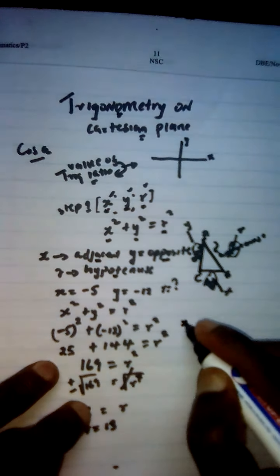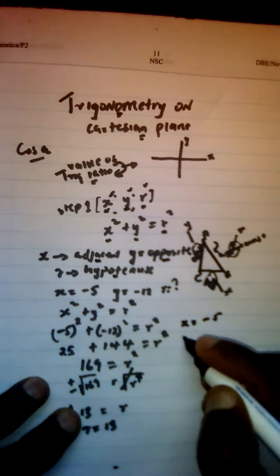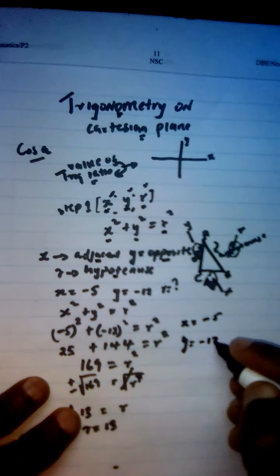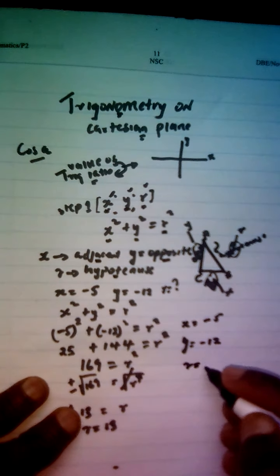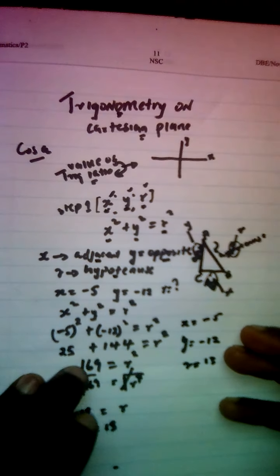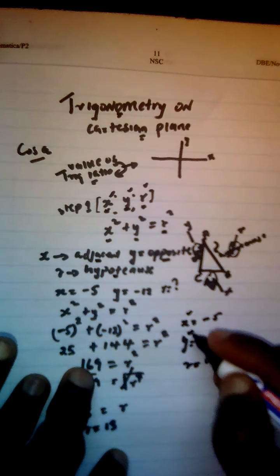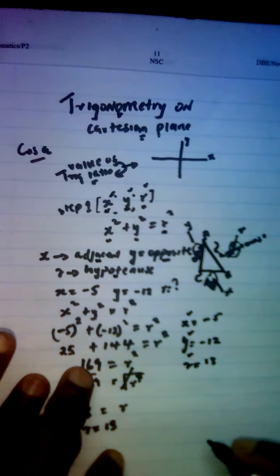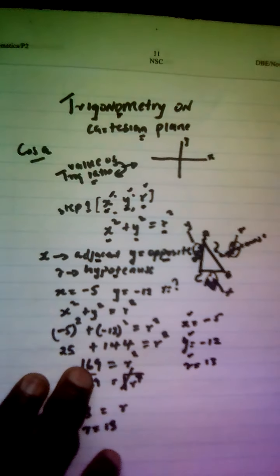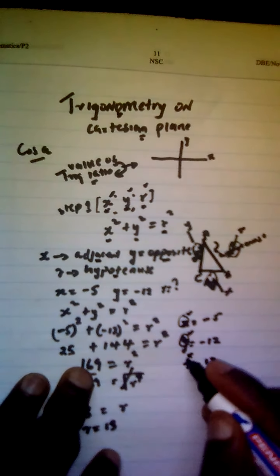We now have X, it's -5. We have Y, it's -12. We solved R is 13. You will see how easy it is to answer the question if you have X, Y, and R. So my advice is that when you are dealing with trigonometry on a Cartesian plane, solve X, Y, and R.